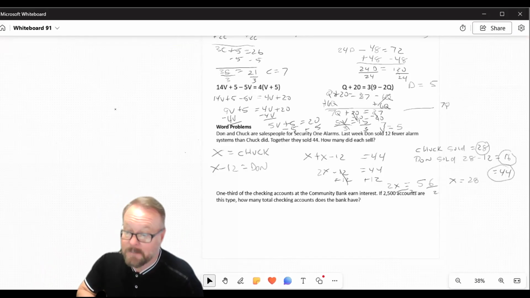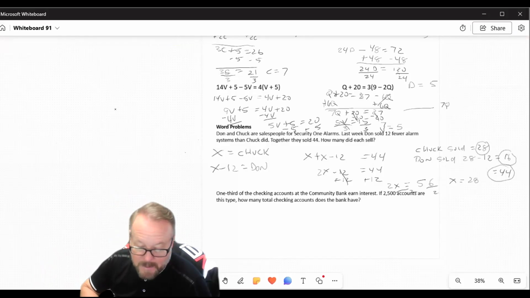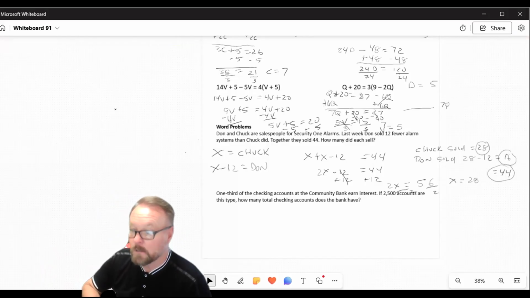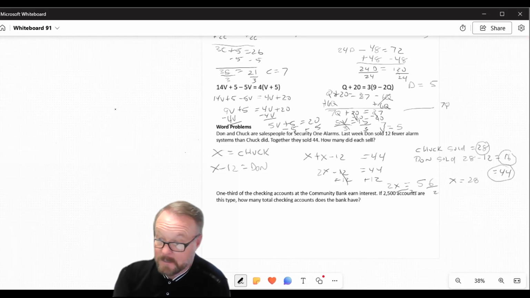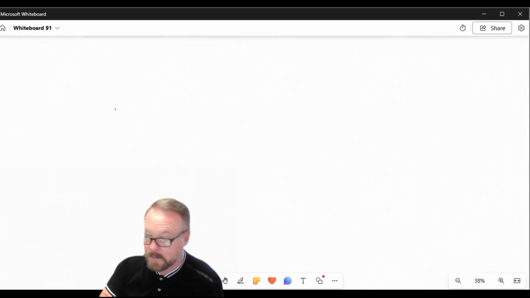All right, here we have the next problem. 1/3 of the checking accounts at the community bank earn interest. If there's 2,500 accounts of this type, then how many total checking accounts does the bank have? All right, so we said that 1/3. Oh, goodness, here we go again.